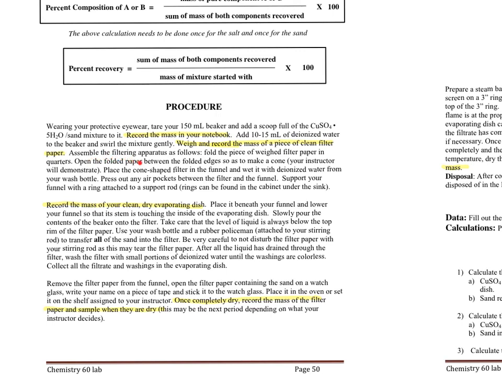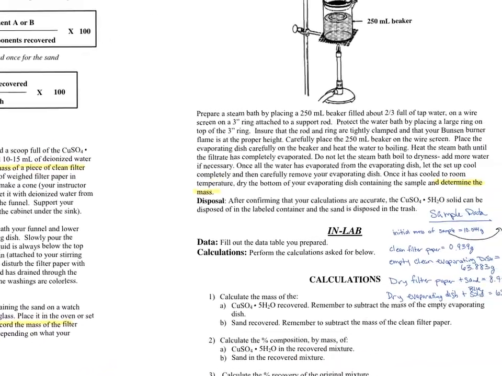You're going to then put together your filter apparatus, you'll see that, and then record the mass of a clean, dry evaporating dish. So that's your next data point. Place it beneath the funnel. So this is going over your setup, so carefully make these notes in your procedures. You'll watch the video. We're going to take the filter paper out after filtering, so what'll be left in the filter paper is sand. You're going to open it up and dry it out in an oven, and then you're going to record the mass of the filter paper and the sample once it's dry. So remember, the sample in the filter paper is indeed the sand.